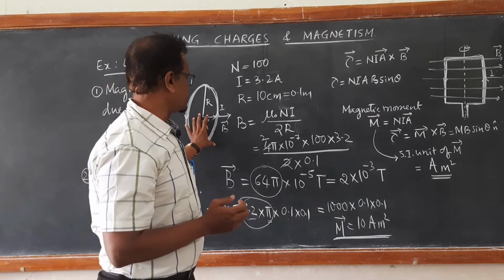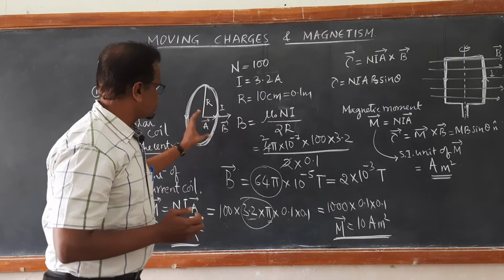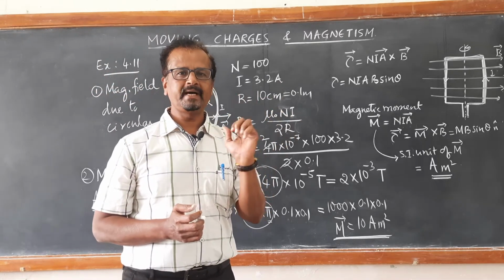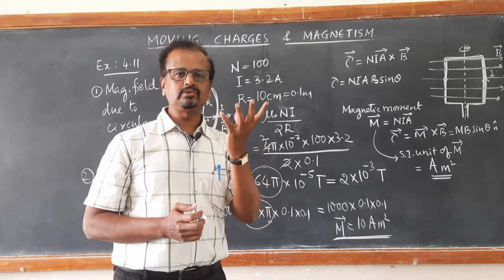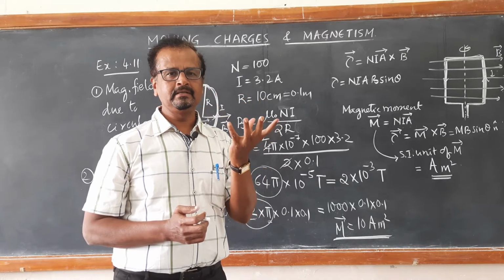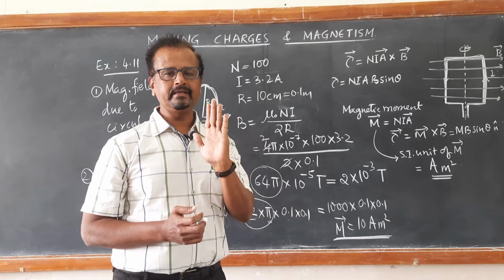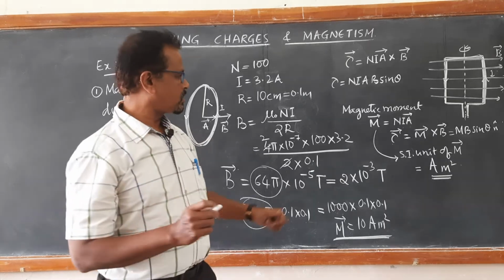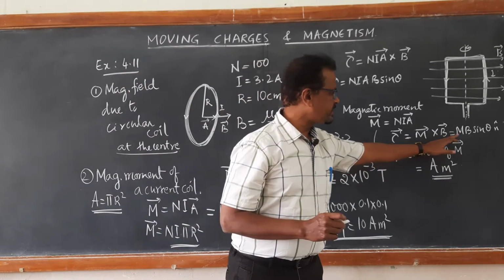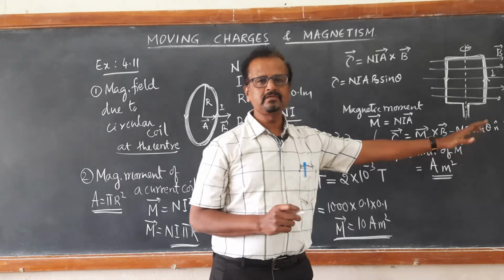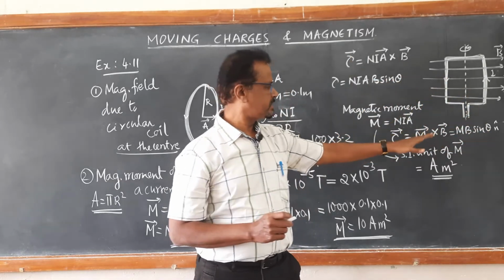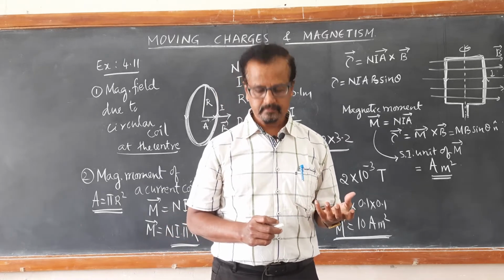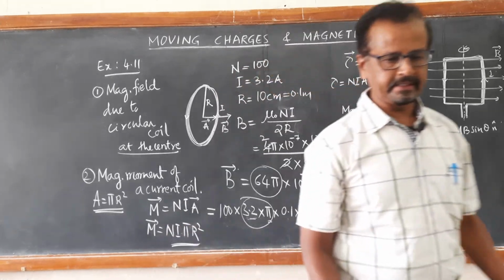If the initial torque is 0, then next, if the same coil is turned through 90 degree with respect to the magnetic field, then the angle between the area vector and the magnetic field becomes 90 degree. Then torque tau is equal to MB sin 90, which becomes MB into 1, that is MB itself. So, it experiences maximum torque. So, those are the things to be calculated.